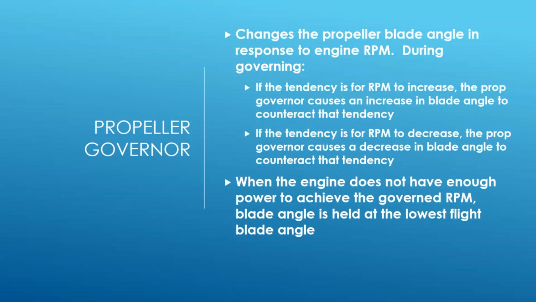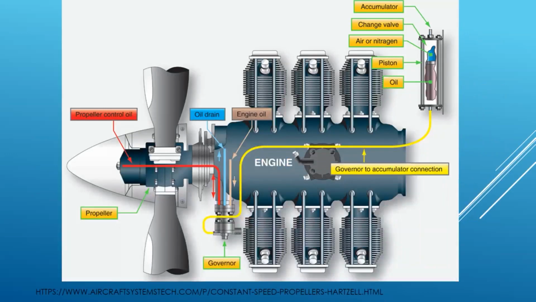So that's the bottom there. Okay, when the engine does not have enough power to achieve the governed RPM, the blade angle is held at its lowest flight blade angle, the lowest pitch. And now it acts like a fixed pitch propeller, a very fine pitch, fixed pitch propeller. Mention that it's hydraulic in action. It uses oil in order to do this.